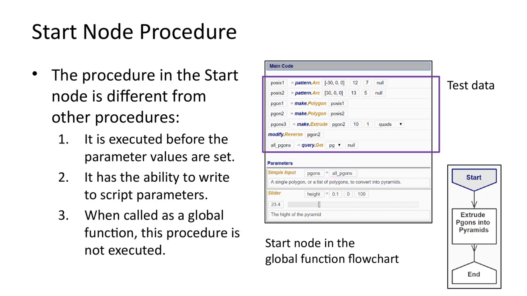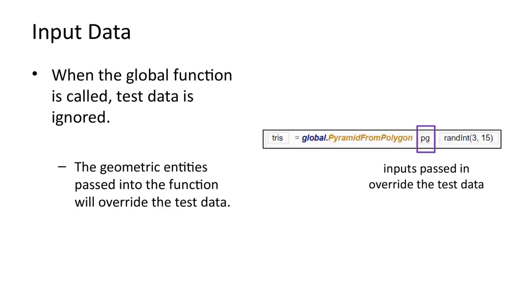The procedure in the start node is different from other procedures. It has three special behaviors. First, it is executed before the script parameter values are set. Second, it has the ability to write to script parameters. Third, when called as a global function, this procedure is not executed. When the global function is imported into another script, the procedure in the start node will not be executed. This means that any test data that was created in that global function will simply be ignored. The geometric entities passed into the global function will override the test data.